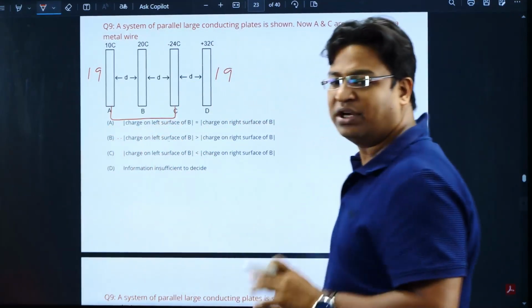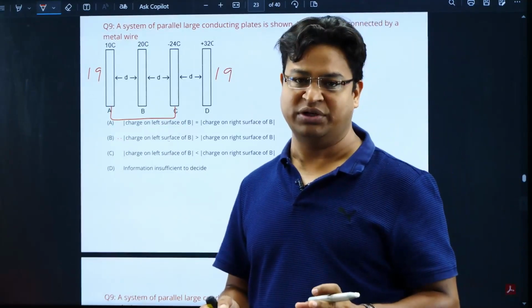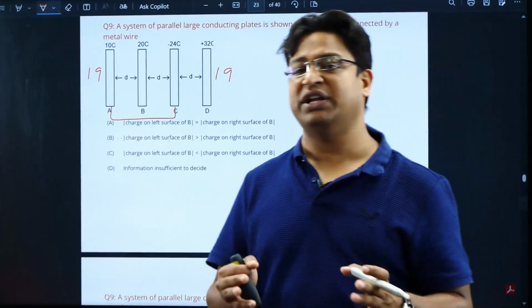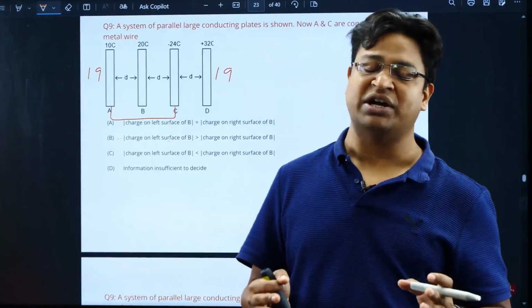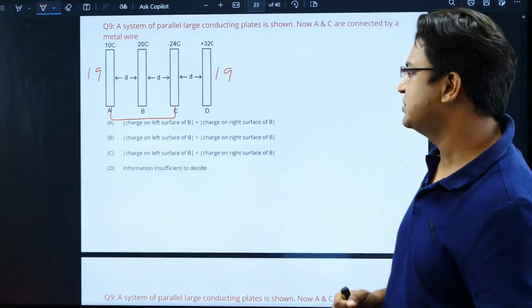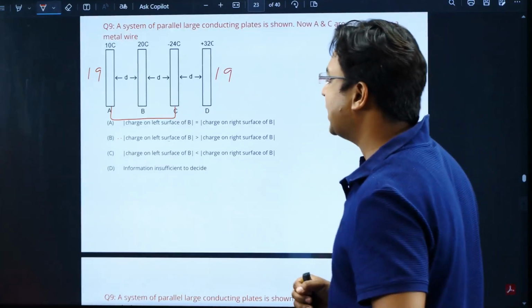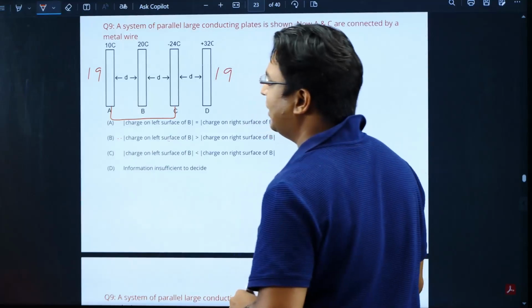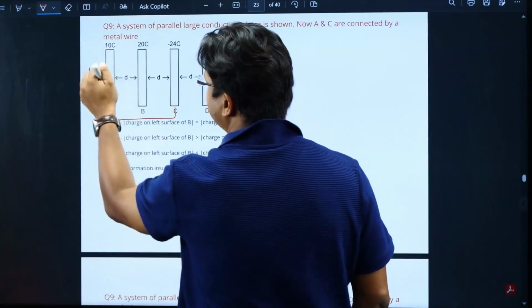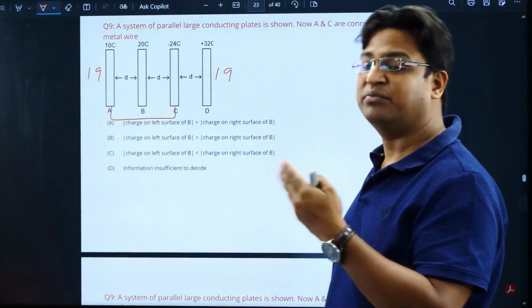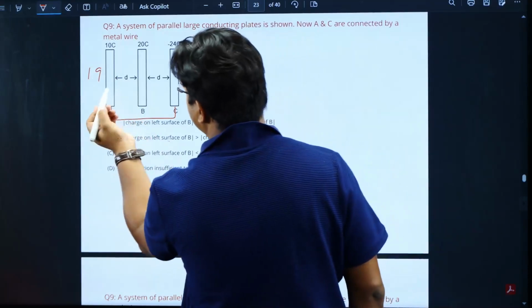Even if we connect A and C, the net charge of the system is going to remain the same, because there may be an exchange of charge between A and C, but that is not going to alter the net charge of the system. So the outermost surfaces remain unaffected. But what happens when we connect A and C? Now we are not sure that 10 coulomb charge will stay on A. Some of that charge may have moved to C. So we assume an unknown value here.